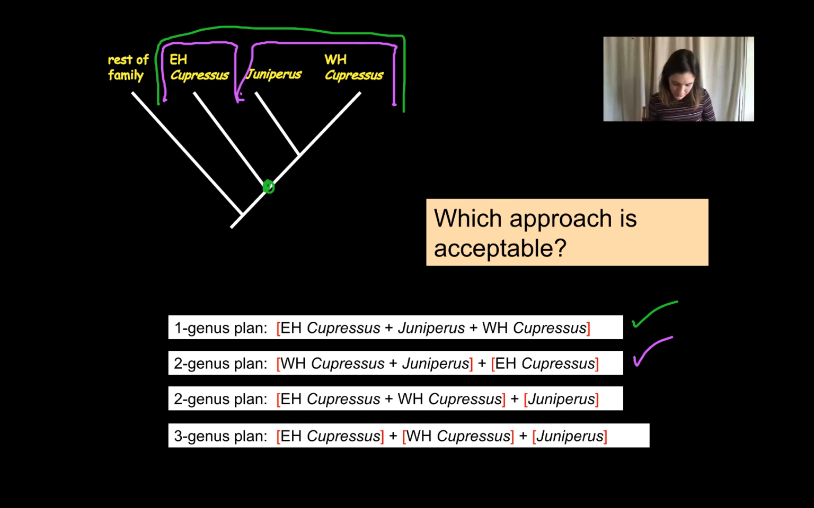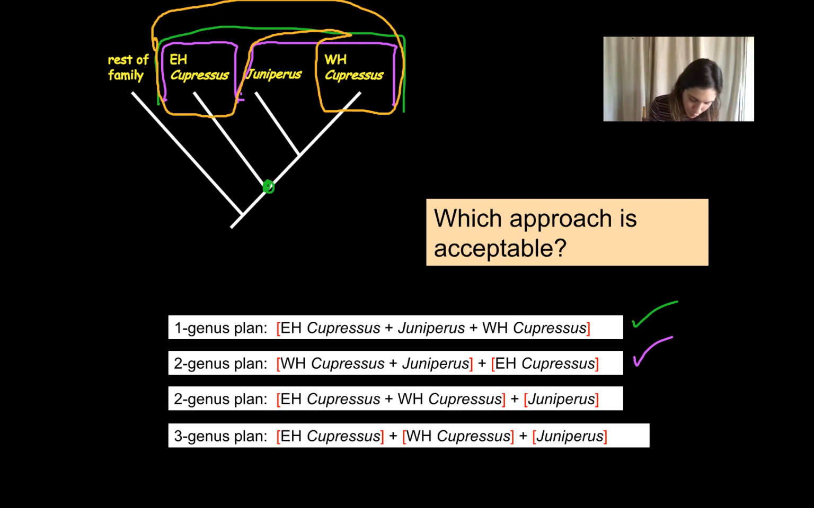This next one in line is grouping the Eastern Hemisphere Cupressus with Western Hemisphere Cupressus, and then it's leaving Juniperus out. So in other words, it's grouping Eastern Hemisphere and Western Hemisphere Cupressus together, and then Juniperus on its own. Those would be the two groups. You can tell from this picture that that absolutely does not work.